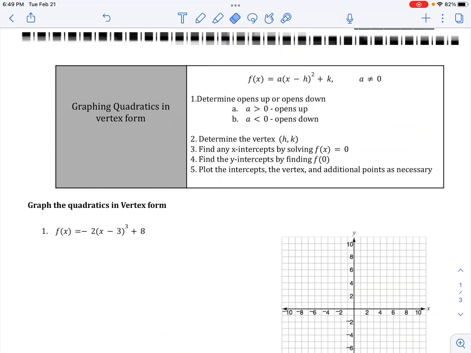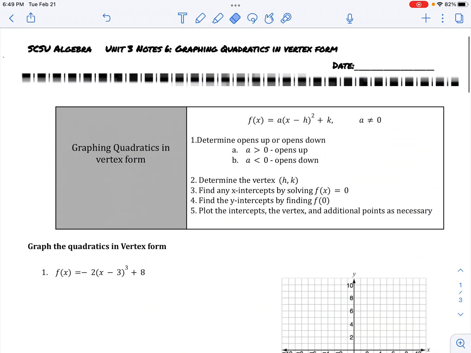All right, hey guys, we're going to go ahead and look at Unit 3, Note 6 today. We're going to look at graphing those quadratics that we've been solving. We're going to look at it in a couple different forms. So today we're going to focus mainly on vertex form.